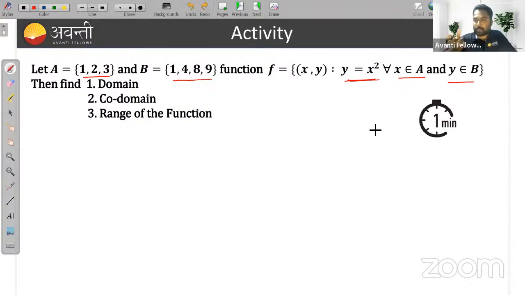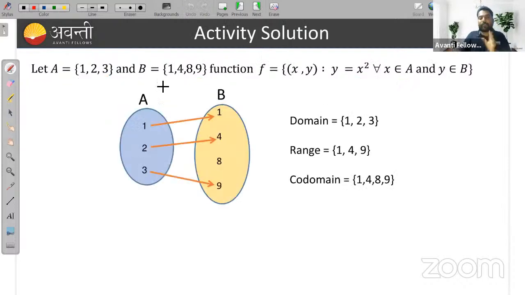It's a very simple function. Y is equal to x square. YouTube guys, respond in the chat box. What is the domain for this function? What is the codomain? And what is the range of this function? Okay, let's see the answer.